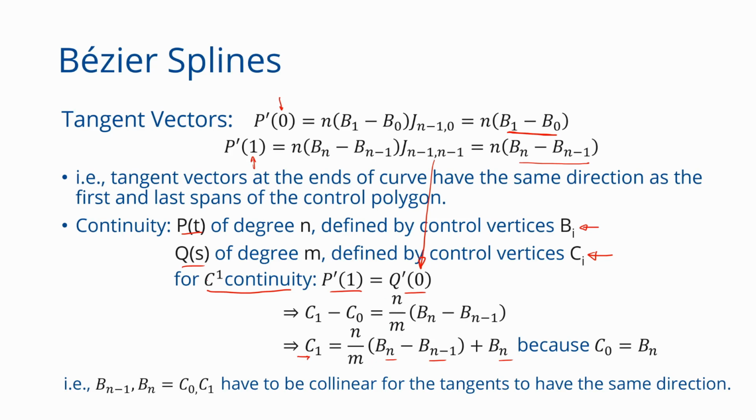And remember, for C1 continuity, C0 continuity already exists, so therefore the first point of the second control polygon is the same as the last point of the first control polygon. So what does this mean geometrically? This fact means that the points Bn minus 1, Bn and C1 are collinear. They have to be collinear for these tangents to have the same direction and enforce C1 continuity.